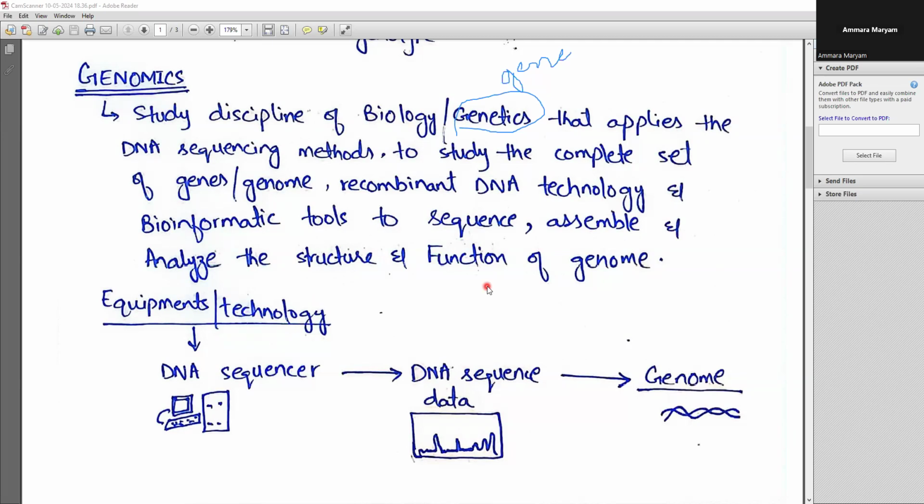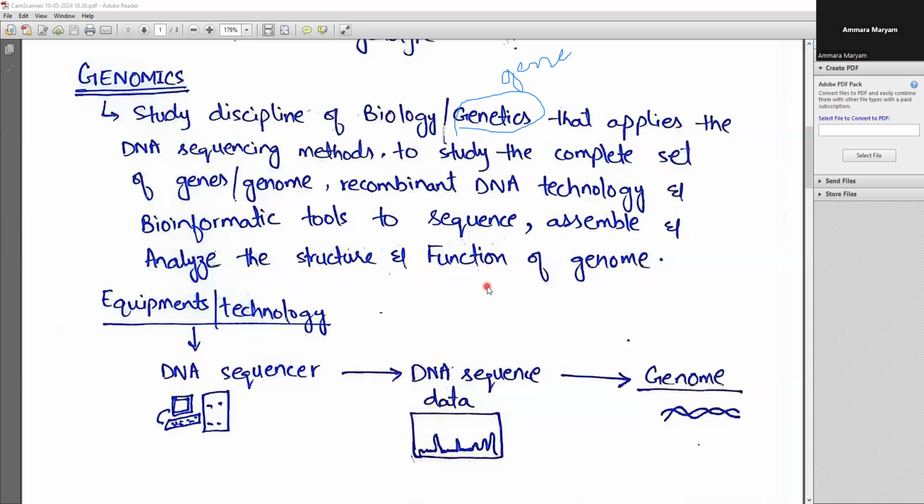Now, for each of the omics, genomics as well as proteomics and transcriptomics, we require a certain setup. We require different types of equipment and different types of instruments for analyzing our data and our results. Actually, the purpose of this is that we want to know what's going on. We want to understand the structure of protein. We want to understand the function of the protein.